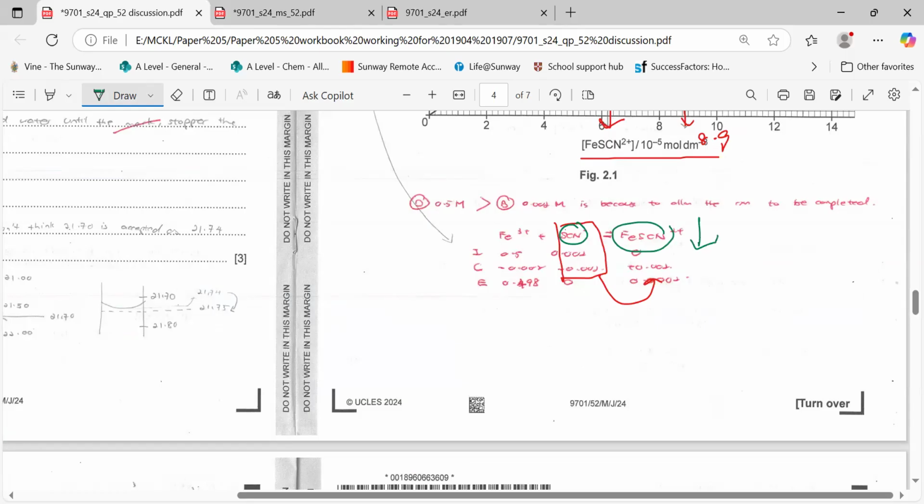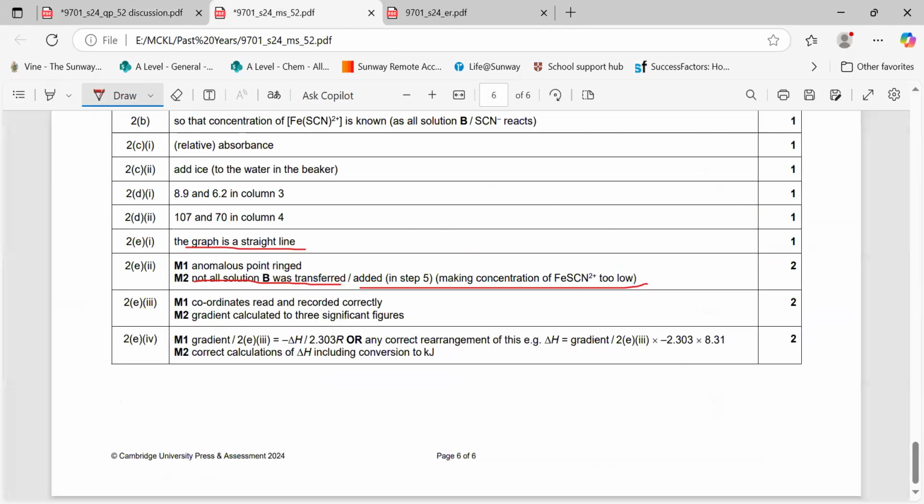Okay, that appeared lower. So that is what the marking scheme is trying to say, because remember Fe3+ was in excess. So you never transferred everything from here. That's why over here, you will never get the maximum. You will get lower than that. That's why all your numbers will appear lower than expected.